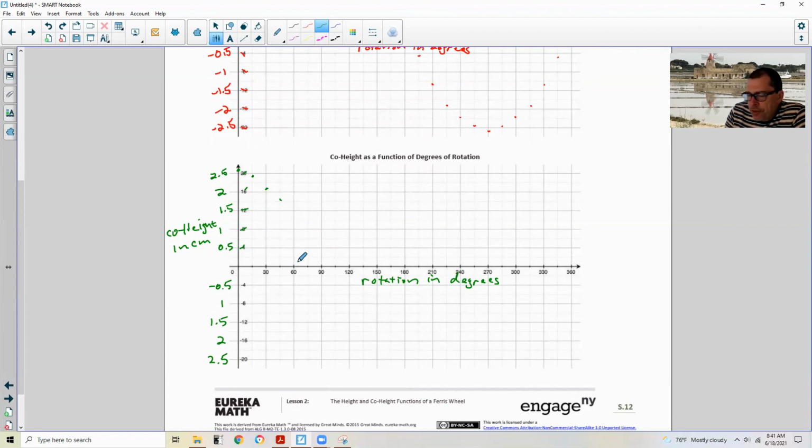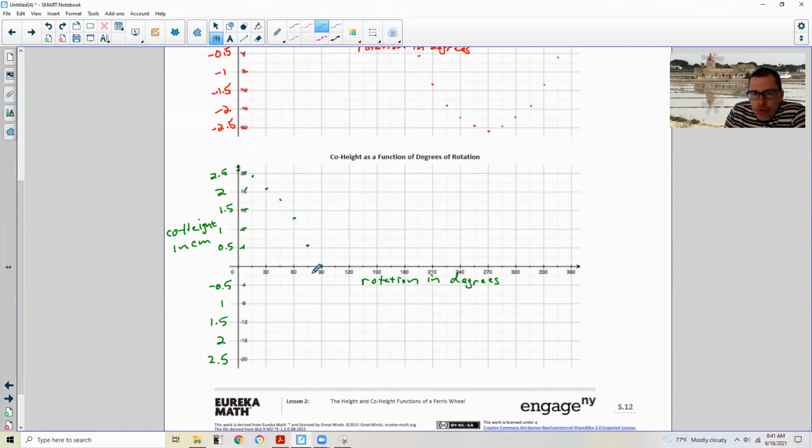At 60 degrees, we're at 1.3. Here's 1.5. Here's 1.25, 1.3 would be about here. Okay, and then at 75, we're at 0.6, which is just a little above 0.5. And at 90 degrees, we're at 90, 0. So there it is coming down to 0.